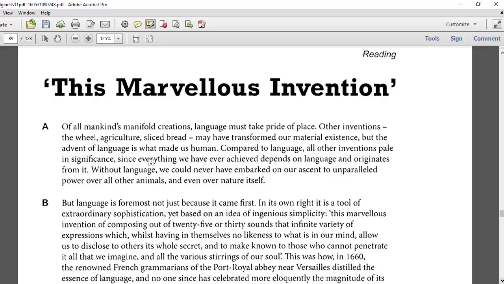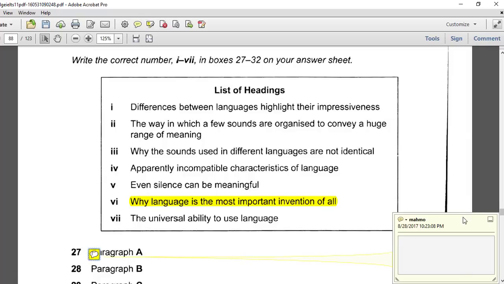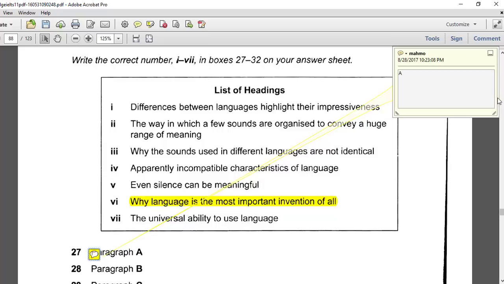Language, whose eventual significance achieved depends on language and originates from it. So it's the most important invention. Without language, we could never have embarked on our ascent. Okay. Differences between language highlights? No. The way in which few sounds are organized? No. Why the sound used? No. Apparently incompatible? No. When even silence? No. Why language is the most important invention of all? So this is number A. 27A. It says here it's the most important invention ever.